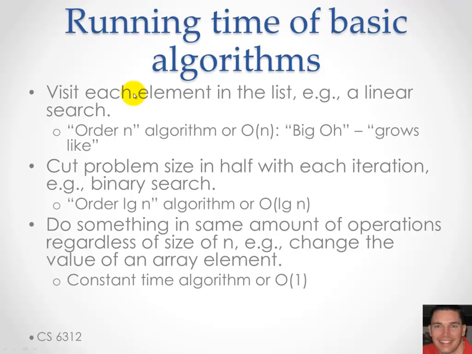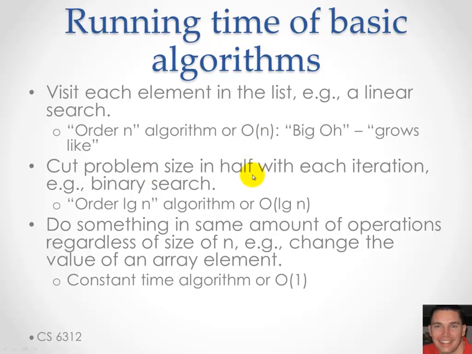What are some running times of some basic algorithms? If we're going to visit each element in the list, this here is known as a linear search. And we can say that in some different ways. We can say it's an order n algorithm, where n represents the number of elements in our list, and that we're going to have to visit all n elements. Or we may write it as, this notation here is big O of n, or grows like n. As n grows, it grows with n.